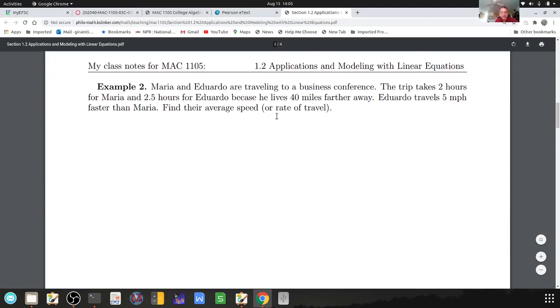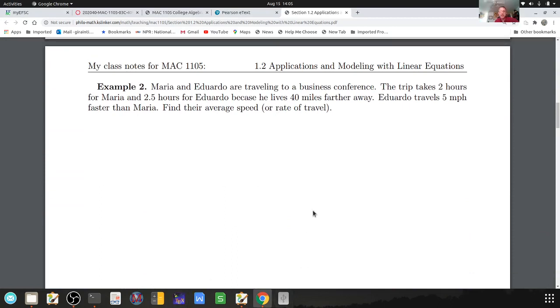Here's the next one. So Maria and Eduardo are traveling to a business conference. The trip takes 2 hours for Maria and 2.5 hours for Eduardo because he lives 40 miles further away. Eduardo travels 5 miles per hour faster than Maria. Find their average speed. So the average speed is just that formula I gave you for speed.